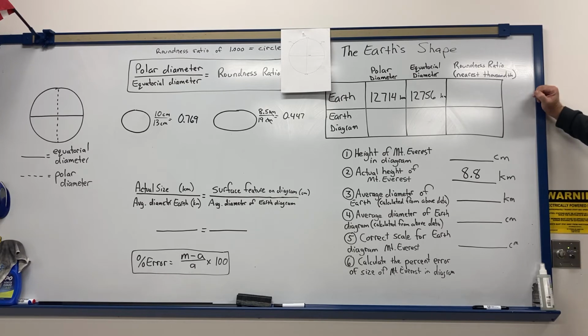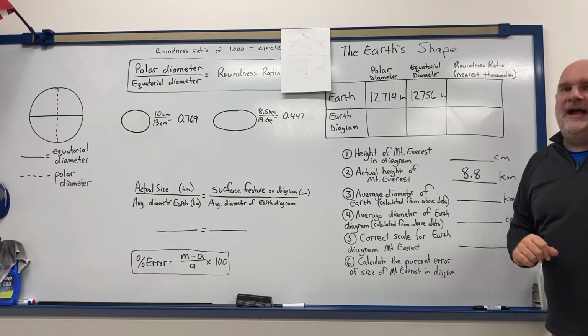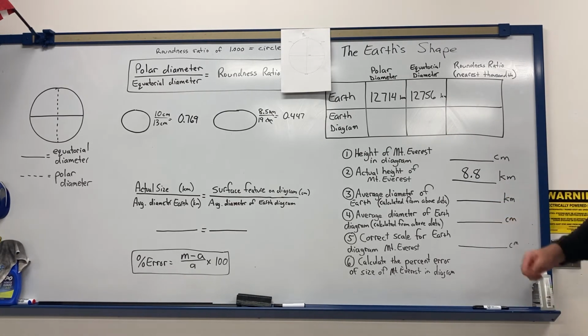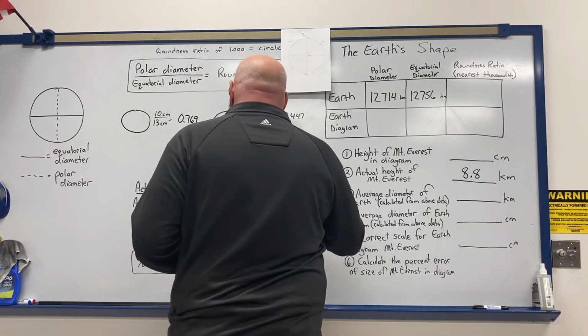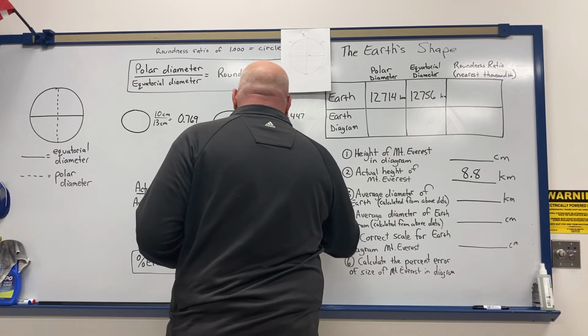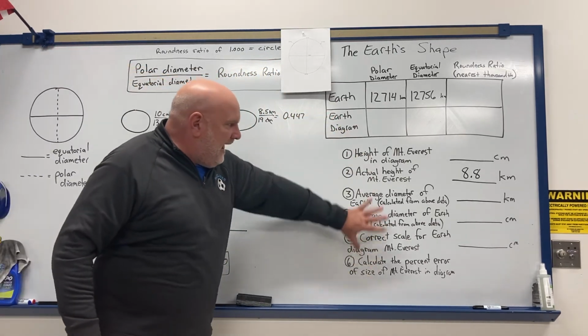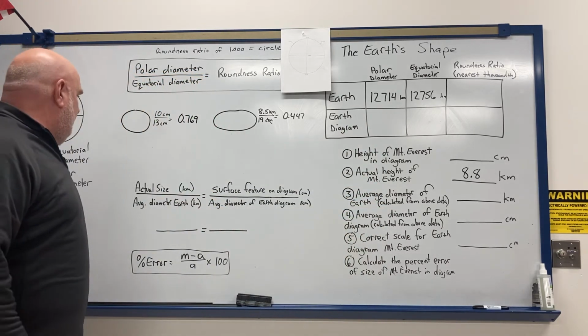Okay, next for line 5, it says correct scale for Earth diagram Mount Everest. This is what we're trying to find out, how big Mount Everest should be in that diagram if it was made to actual scale. So how we're going to figure that out is we're going to use this proportion over here. And we're going to substitute numbers that we have over here into this proportion so we can solve it out.